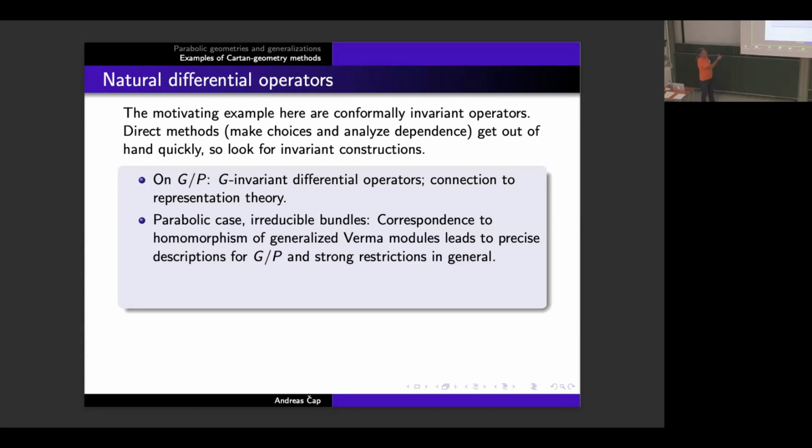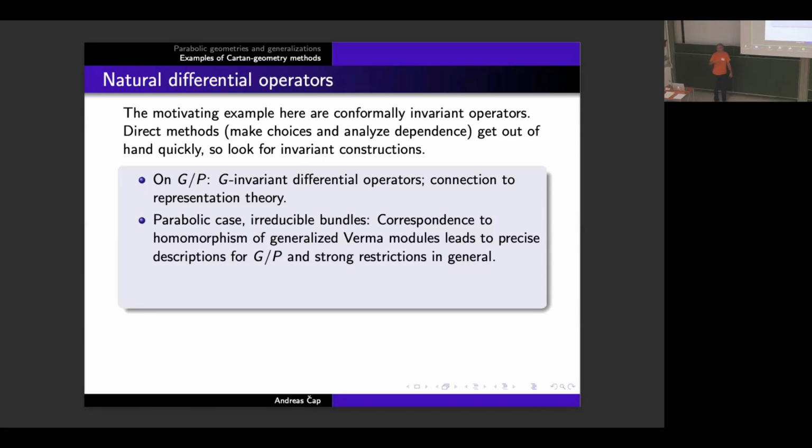And what these tell you is, first of all, representation theorists have sorted out what these homomorphisms of generalized Verma modules look like, not completely, but there's a lot known about those. So what this tells you are quite precise descriptions on the homogeneous model and strong restrictions in general, okay? So for example, what these things may tell you is, here's a specific bundle, there's exactly one conformally invariant operator acting on sections of this bundle, and this conformally invariant operator has order 17.